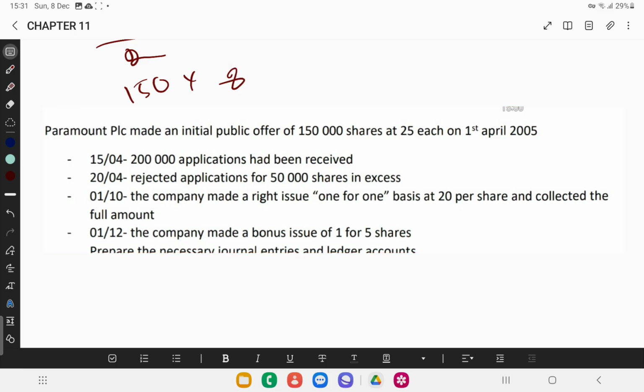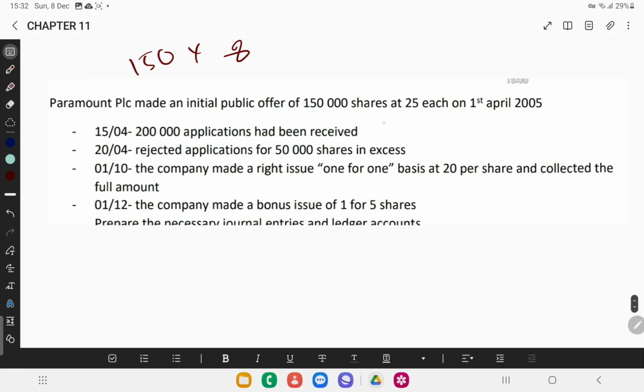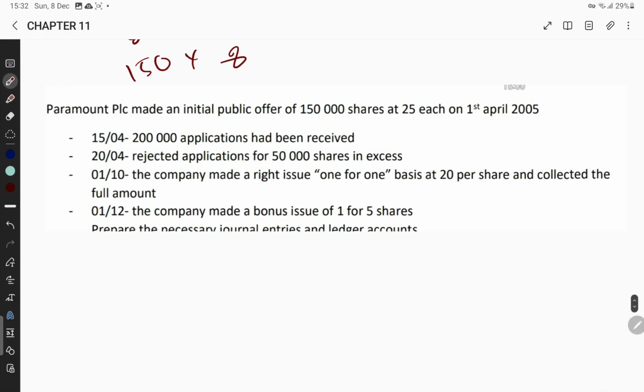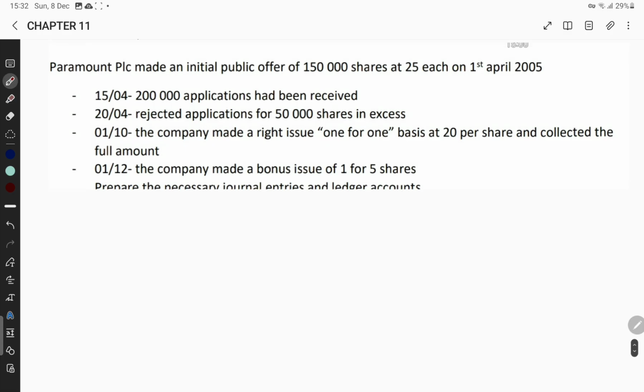Okay, so if you take a look at the normal share issue, 200,000 applications have been received. Rejected applications are 50,000 shares. So okay, now we have issued the shares at 25 each. So 200,000 into 25, the answer is 5,000. So you have received 5,000. So when you receive, cash account will get debited by 5,000. Share issue account will get credited by 5,000.